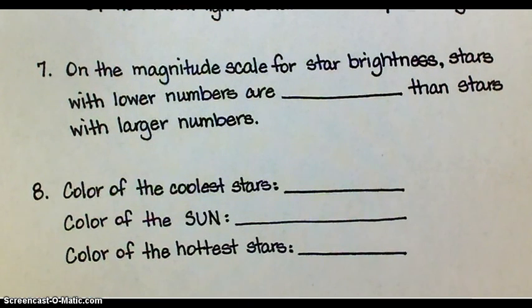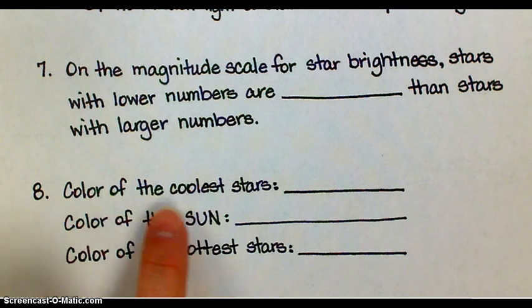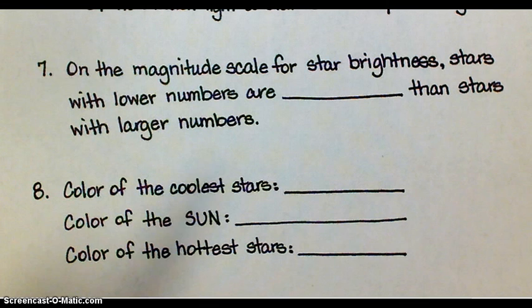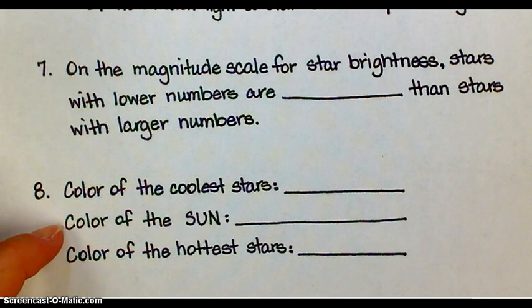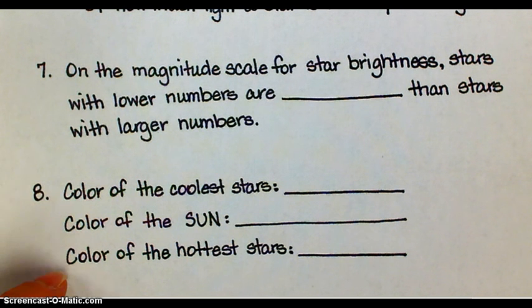And then finally, we go to page 288, if you don't already have this memorized. The color of the coolest stars, remember our spectral classes go O, B, A, F, G, K, M. M are your coolest stars, and those happen to be the color red. Our sun is a yellow star. It's about medium temperature. And then the hottest stars are actually blue.